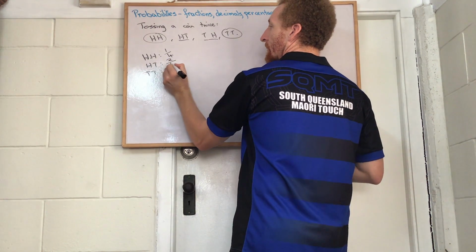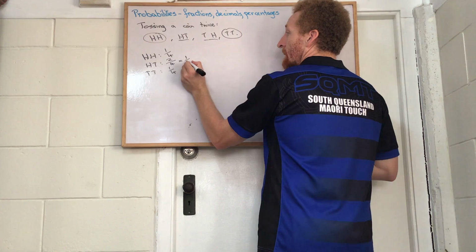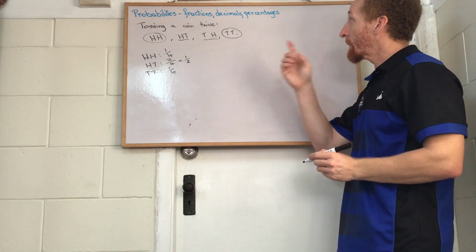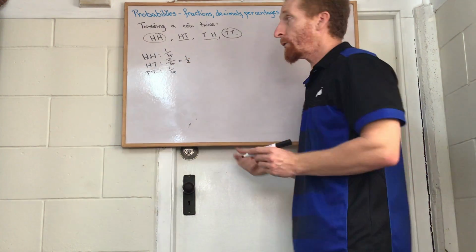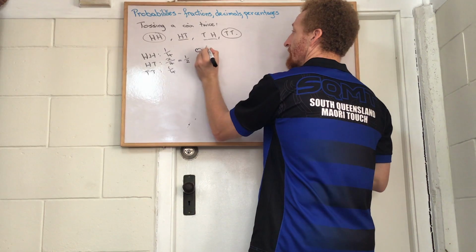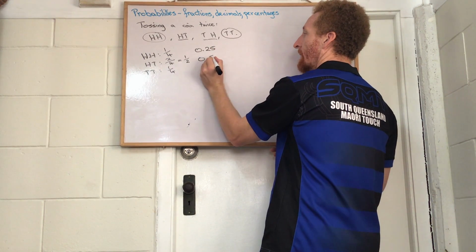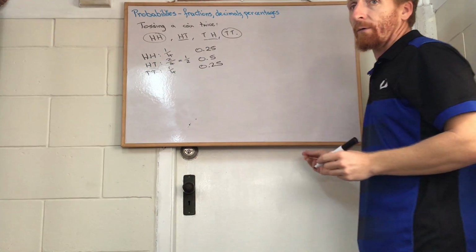Now we could write 2 out of 4, but we know, as we've looked at equivalent fractions before, the simplified version of that is 1/2. Okay. If we look at transforming that into a decimal, on your calculator you can do 1 divided by 4 if you like, which gives you 0.25. 1 divided by 2 gives you 0.5. Again, 1 divided by 4 will give you 0.25.